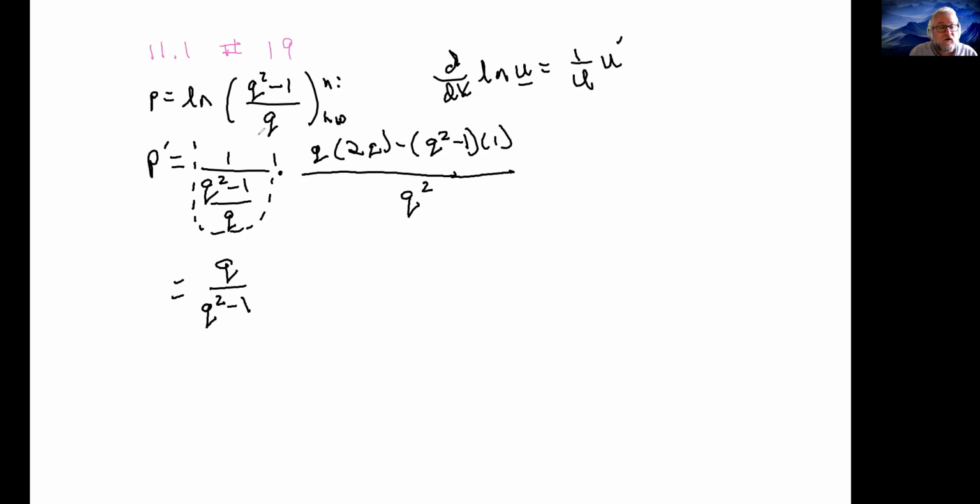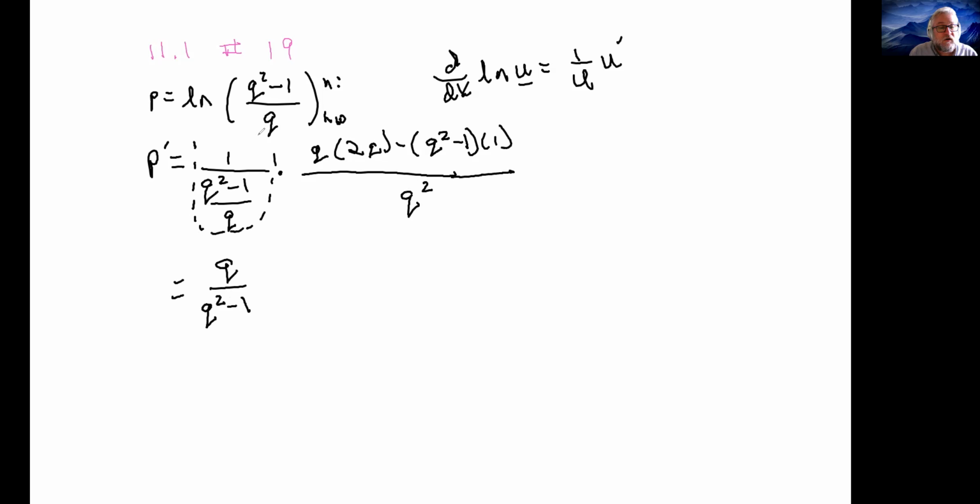I suspect the mystery person who asked the question, the concern is the simplification here. So you may have done this, and I would say, good job. But let's simplify it. 2q squared minus, this will be a minus q squared, and a minus times a minus is a plus 1 over q squared.